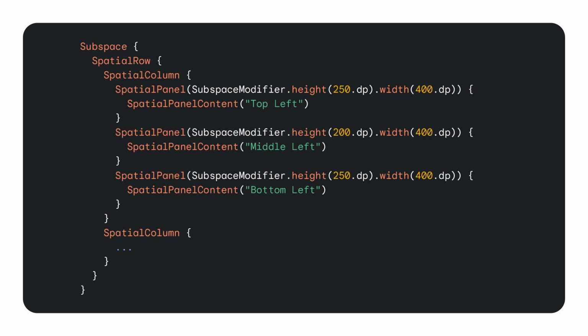Now let's look at some of those other spatialized UI components that don't have to be placed within a subspace. These components consist of conventional 2D elements wrapped in a spatial container, and they can be placed anywhere in your app's UI hierarchy. When spatialization is not enabled, their spatialized features will be ignored and they'll fall back to their 2D counterparts.